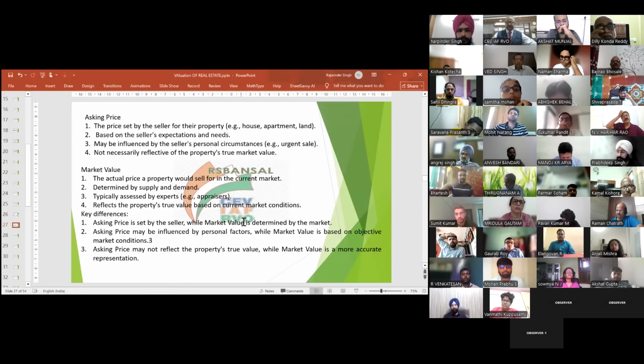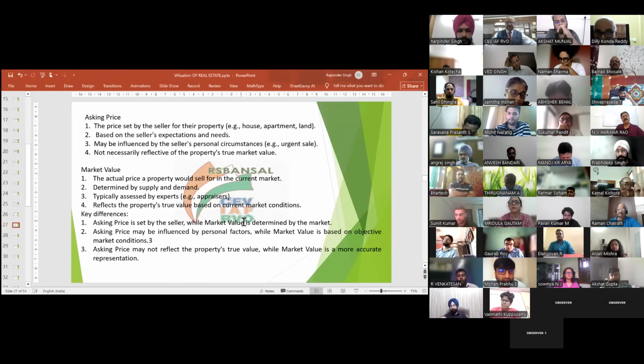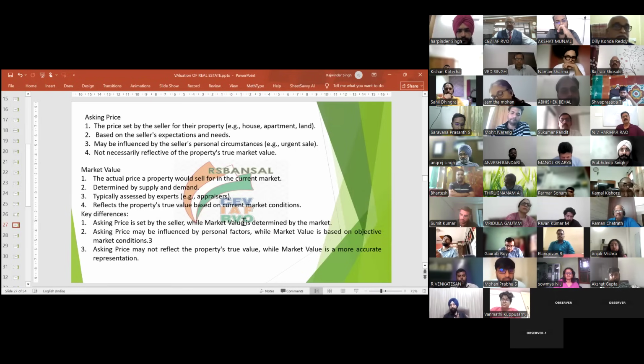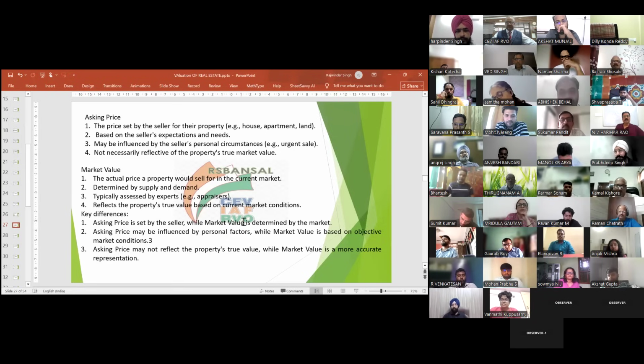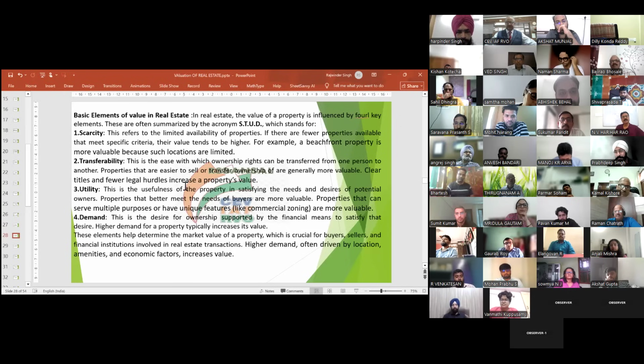So next is asking price. Asking price means the price asked by the seller to sell his property, on the basis of the expected selling price of the seller. That is called asking price. And market value we have already discussed.